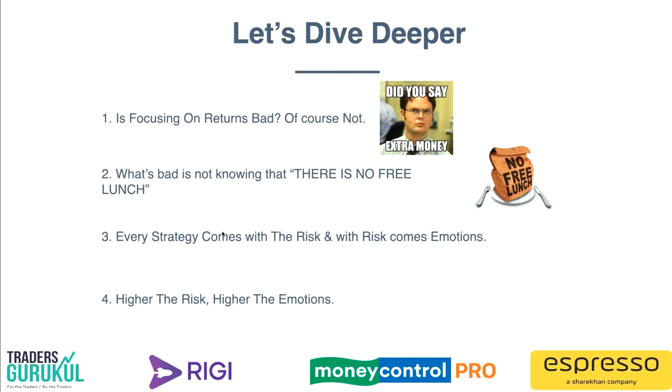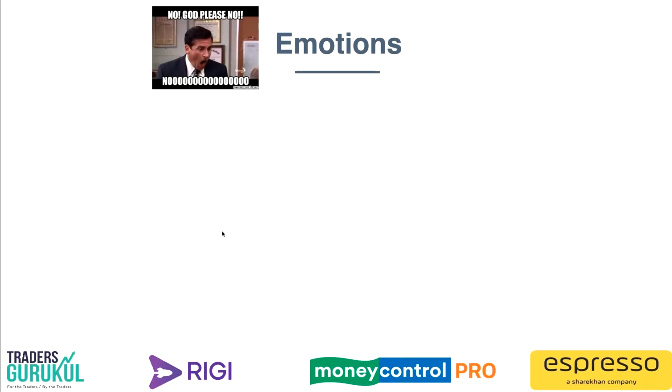Emotions. Emotions come into the picture. And why do emotions come into the picture? Because the risk involved was very high and people are not bothered about it. So let's talk about emotions first. Why are emotions really that important? I know there is a risk involved with the strategy. I know with risk comes the emotions, but why is the emotion that important?